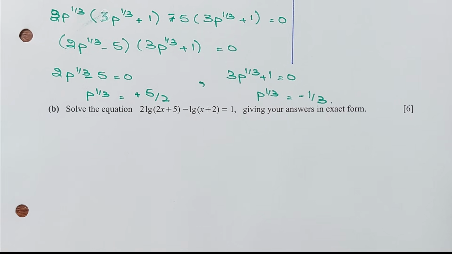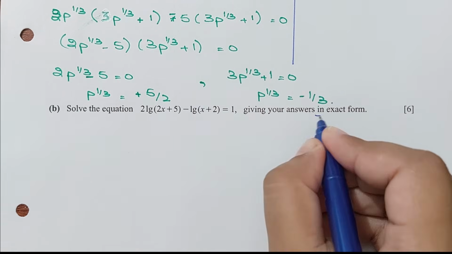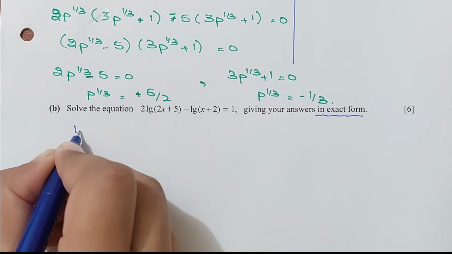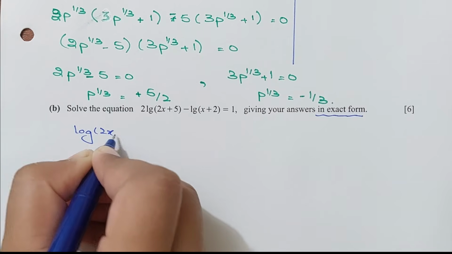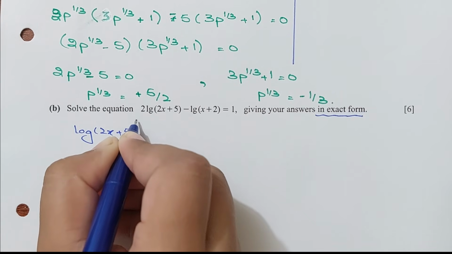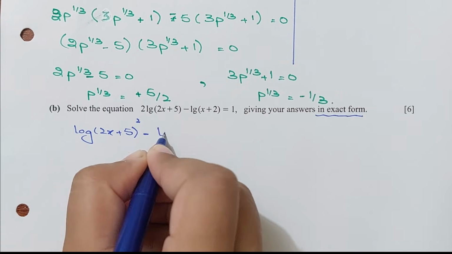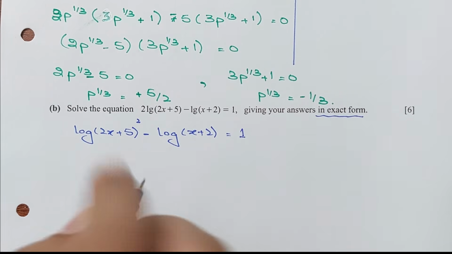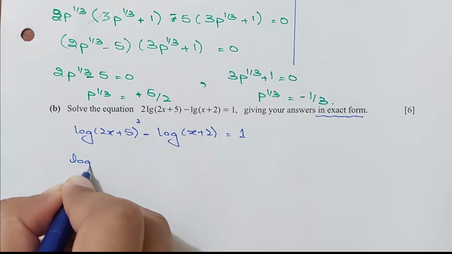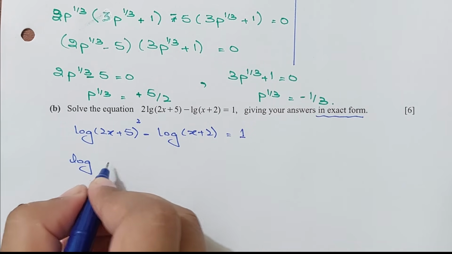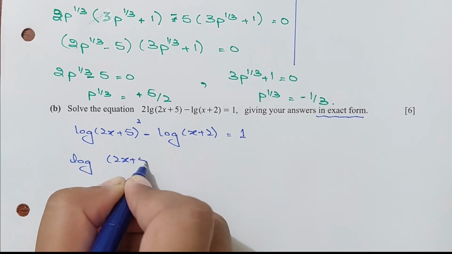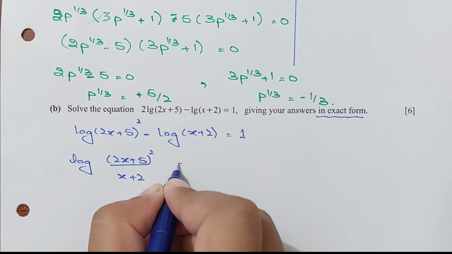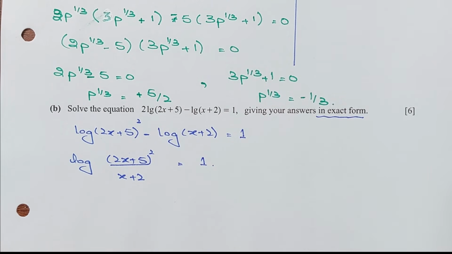Now for part B, solve the equation giving your answer in exact form. All right, let me simplify. We have log of (2x plus 5), applying the power property, it's 2, minus log of (x plus 2). Applying the difference property, log a minus log b is log of a by b, which is (2x plus 5) whole square divided by (x plus 2). This would be equal to 1, right?